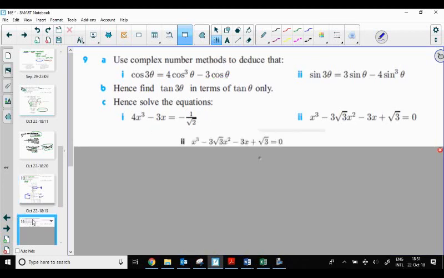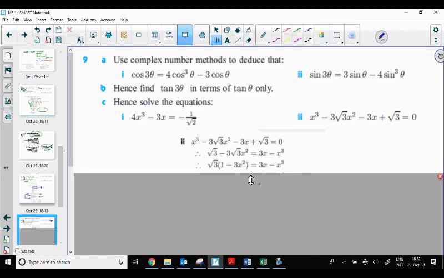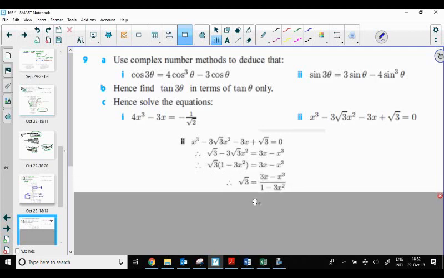Now, as for this one on the right, x cubed minus 3 root 3 x squared minus 3x plus root 3 equals 0. That doesn't seem to have an obvious connection to either of these. Well, let's see what we can do here. If we move some things over, we've got this. Okay, what else could we do? Well, we could try factoring out that root 3, maybe, I guess. Seems fair. We can then divide by, oh, wait a second now.